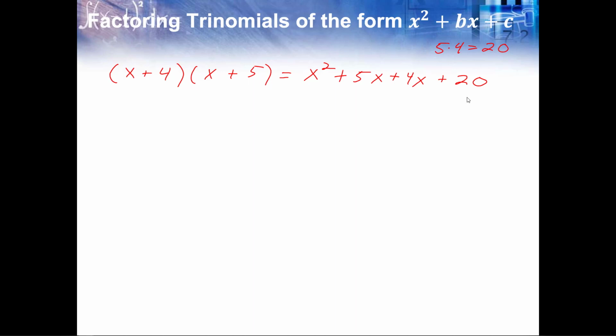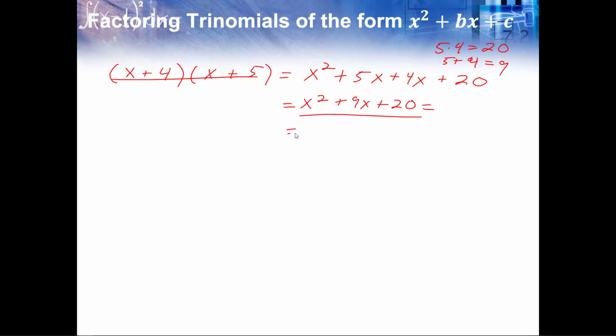And then 5 plus 4 is equal to 9. All right? And if I wanted to simplify this, this would be equal to x squared plus 9x plus 20. Now suppose that I actually wanted to take this and write it as a product of two binomials. Let's suppose I started here, and I want to figure out what this is. So I don't know what this is. How would I do that?